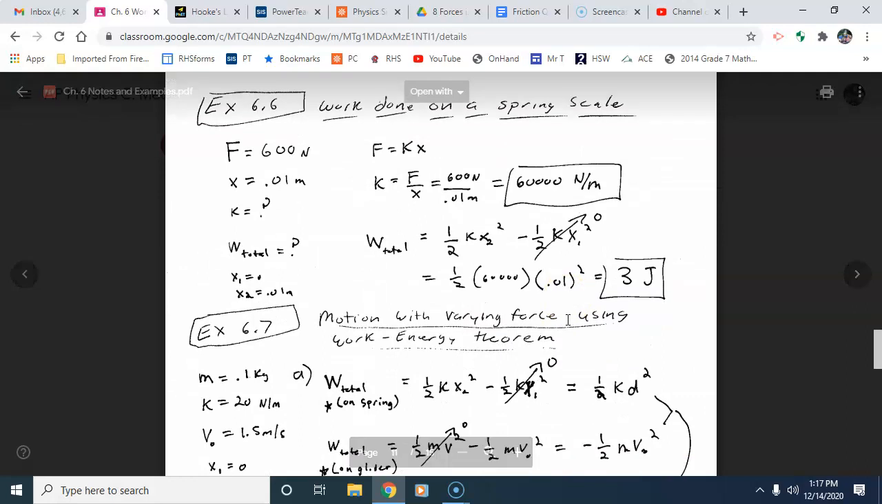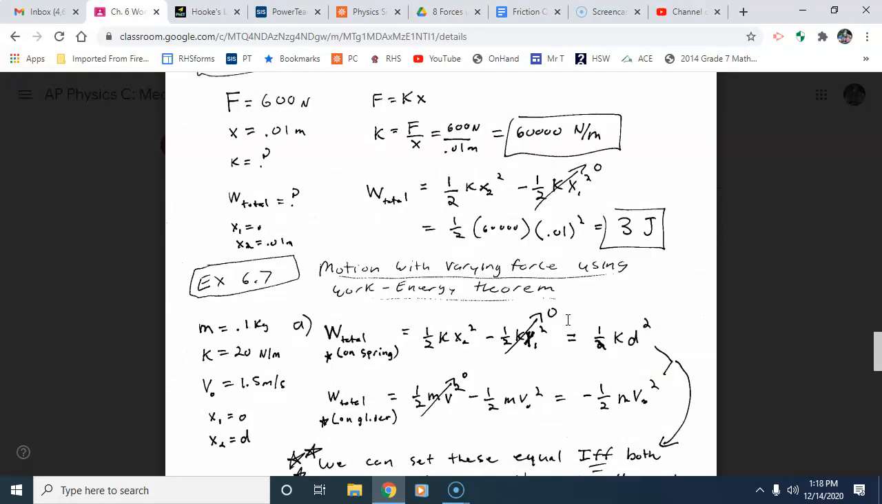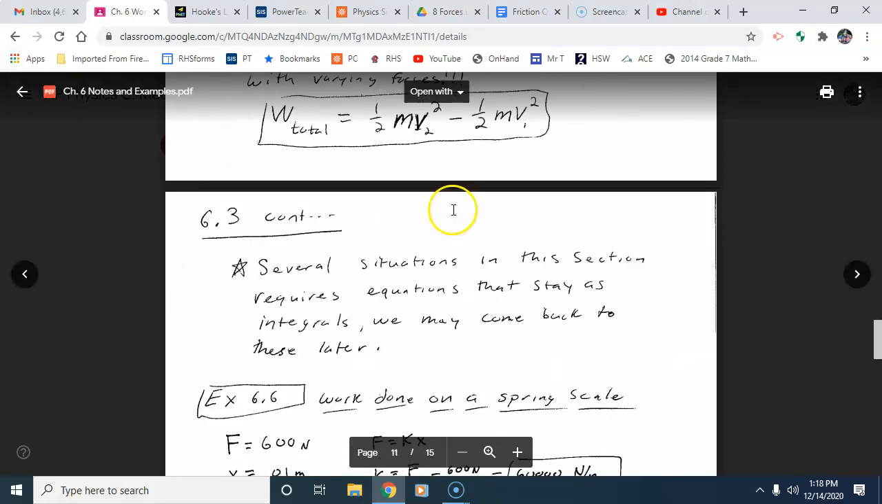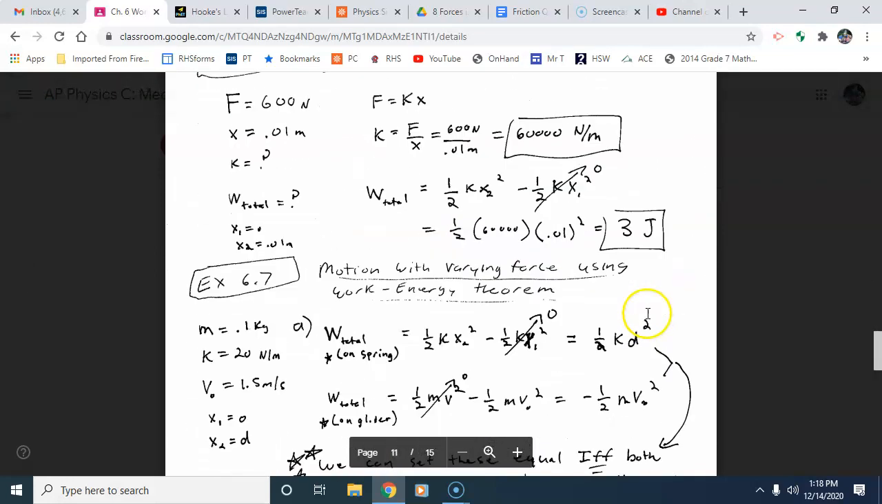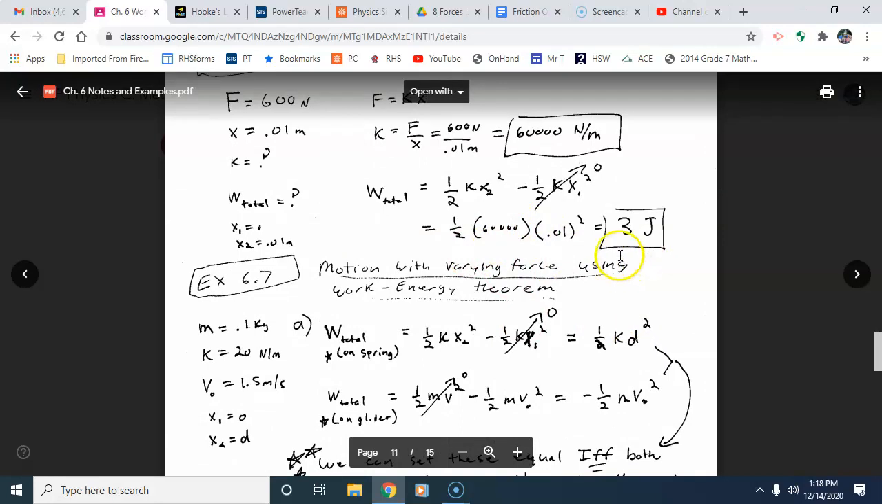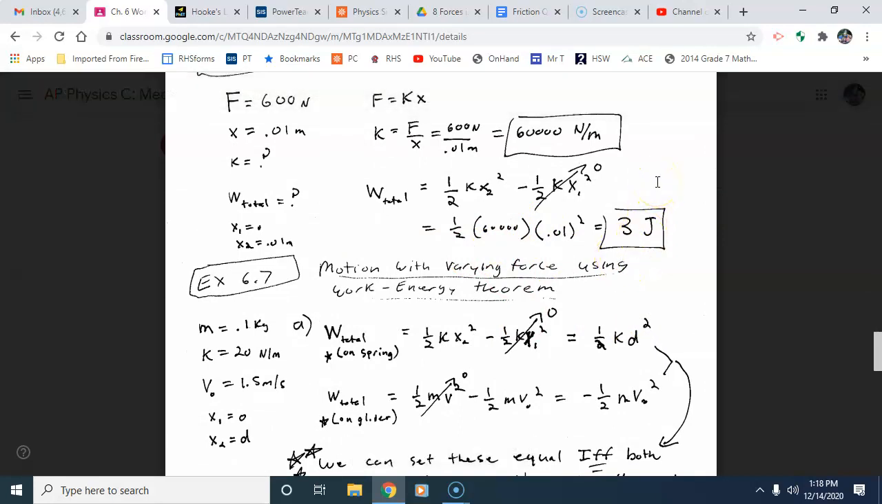Work needed to stretch a spring, formula from above. Plug into that, and we get 3 joules. Remember, a joule is a newton meter. Work in all energies, we like in joules. So hopefully that was a pretty easy example.